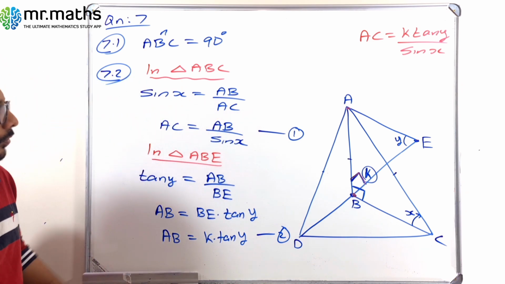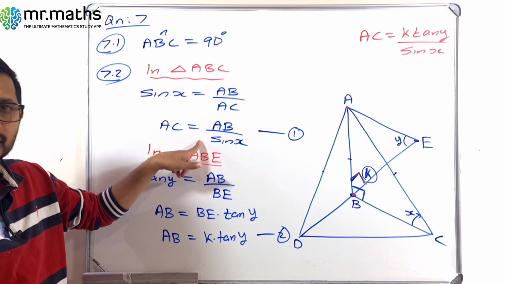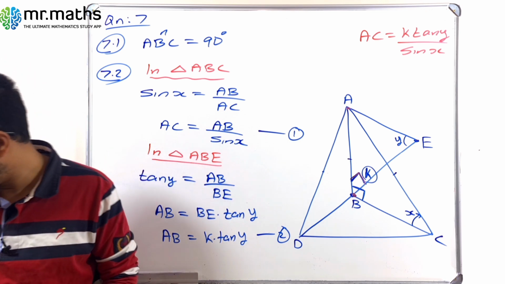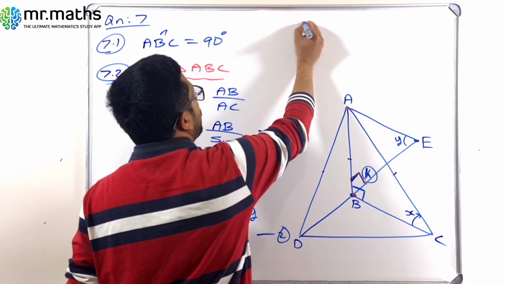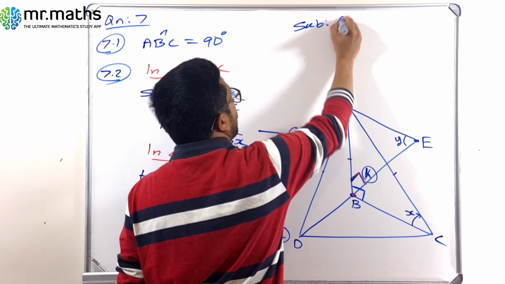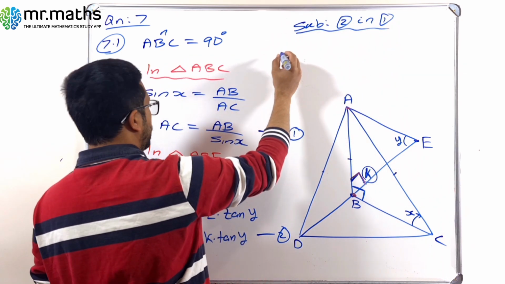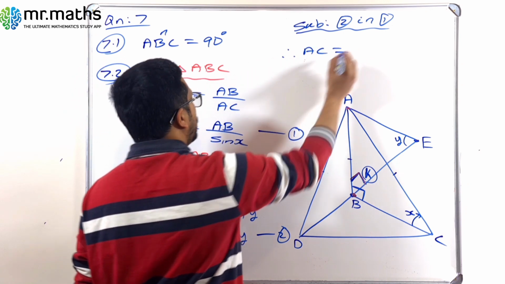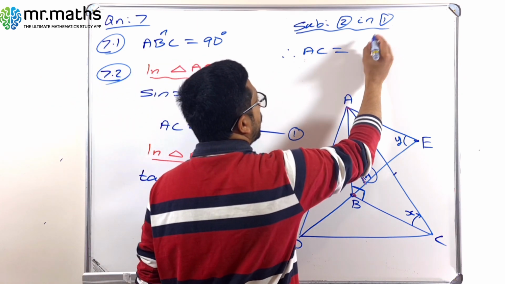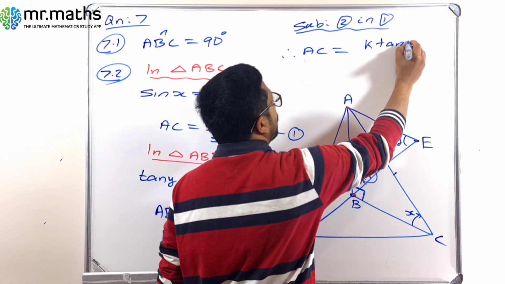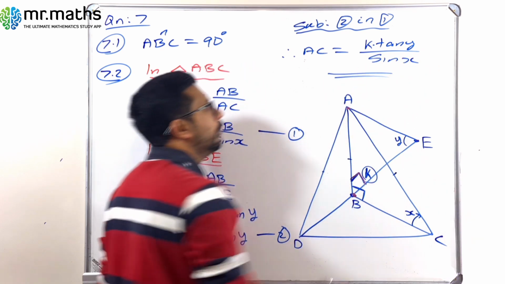So what do we have to do? We got an expression for AB. So substitute equation number 2 in equation number 1. Therefore, AC is equal to AB by sin X. What is AB? K tan Y. So AC is K tan Y divided by sin X. And that is what we want to prove.